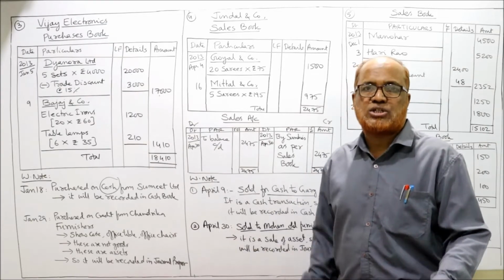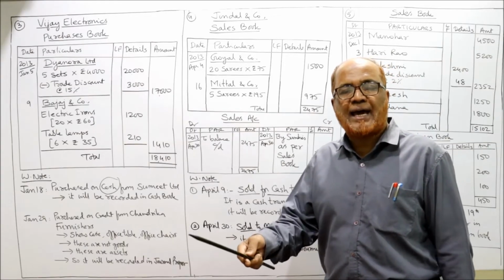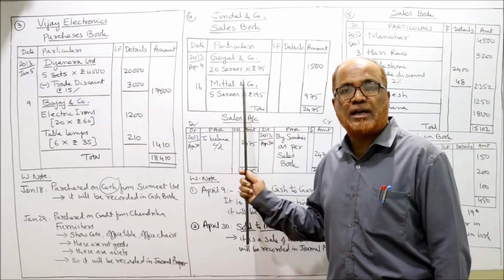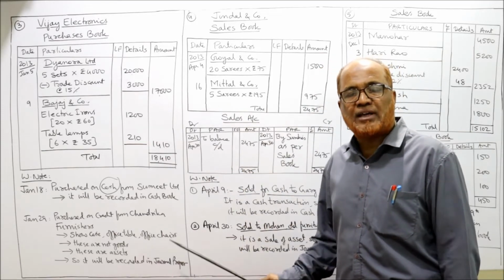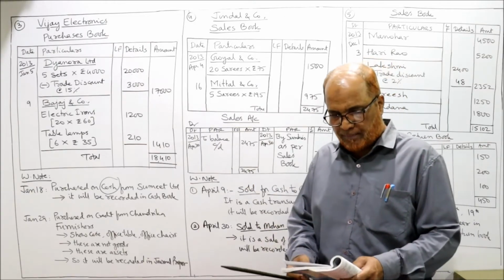Sold for cash. That means it's a cash transaction. When it is sold for cash, it is a cash transaction. It will go to the cash book. It will not be recorded in the sales book. So in the working note, we have to give the explanation that this transaction will not be recorded in the sales book.